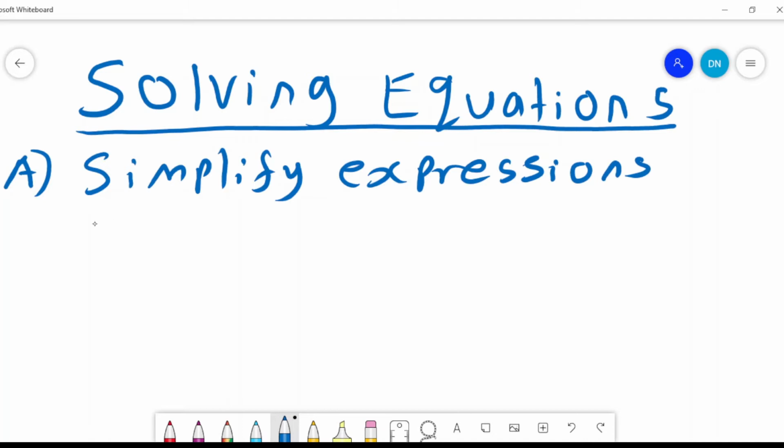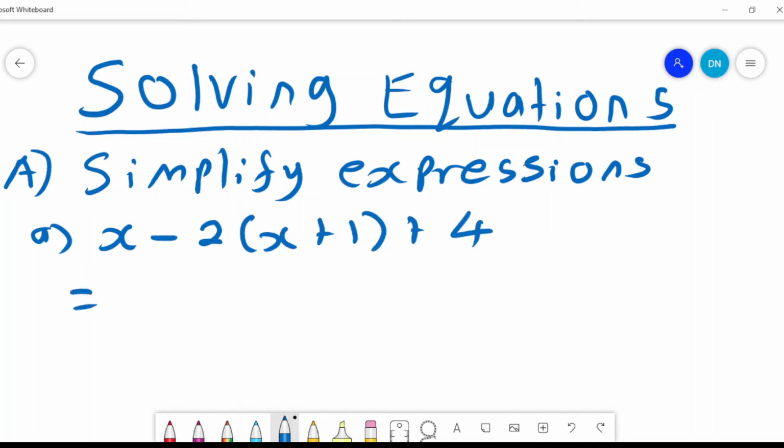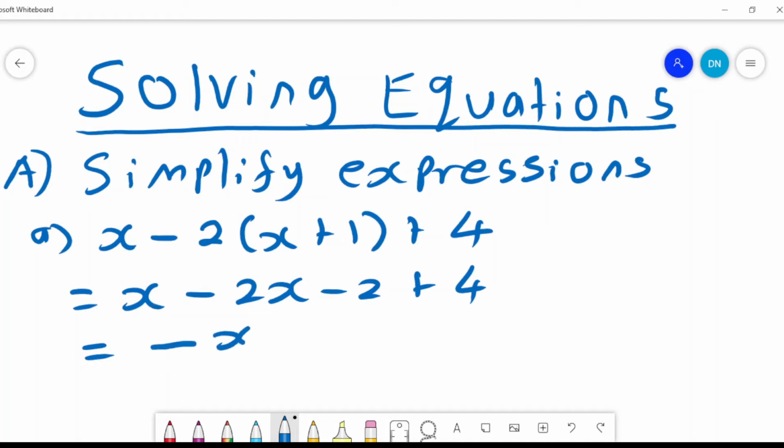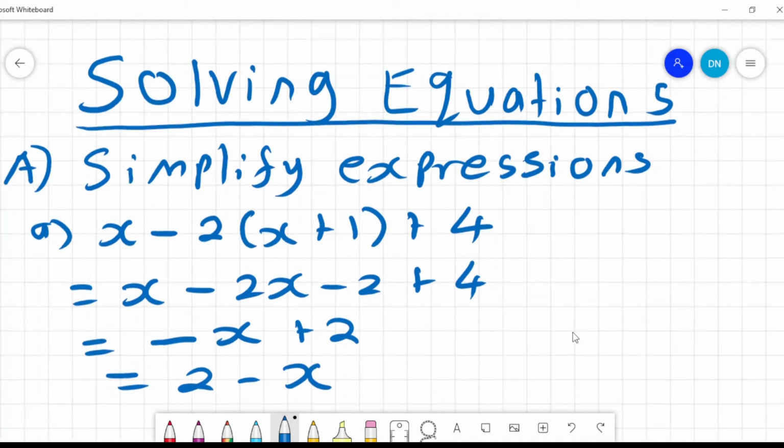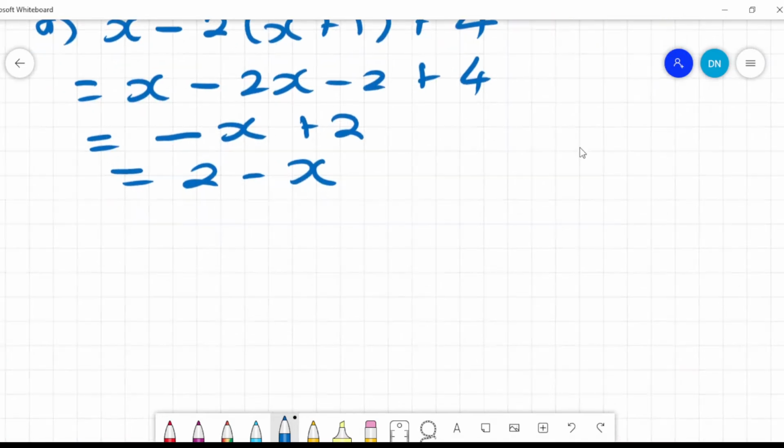And we have examples of, first of all, how to simplify expressions. The first example we want to simplify is x minus 2(x plus 1) plus 4. This will be equal to x minus 2x minus 2 plus 4. That gives us x minus 2x is negative x, minus 2 plus 4 is plus 2, which we can also write as 2 minus x. And that is the simplest form of that expression.